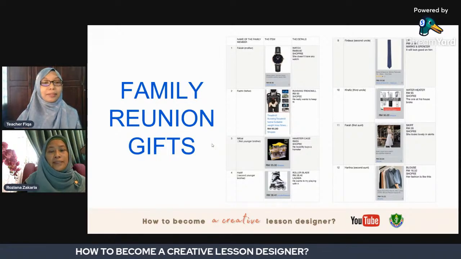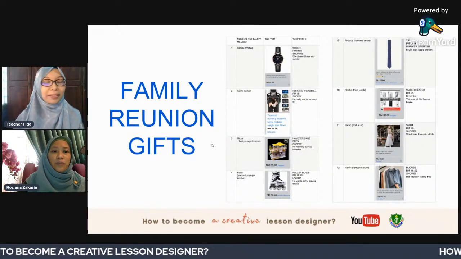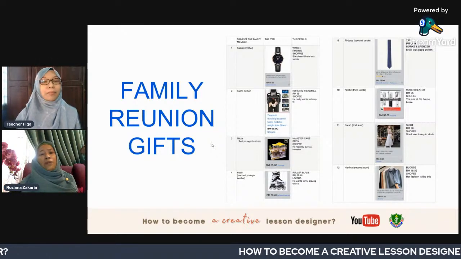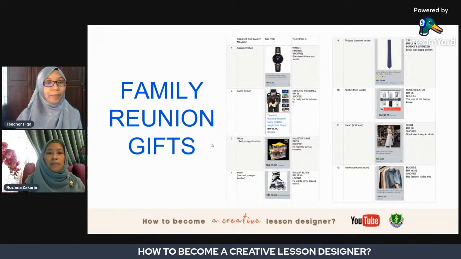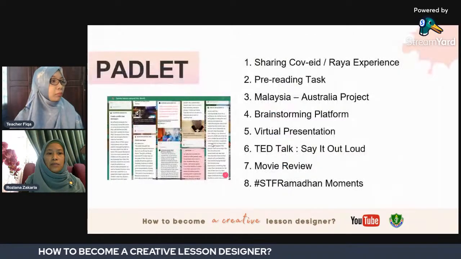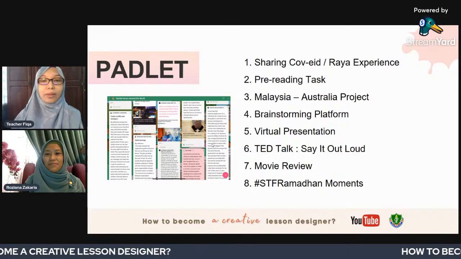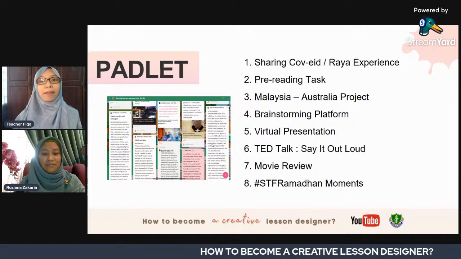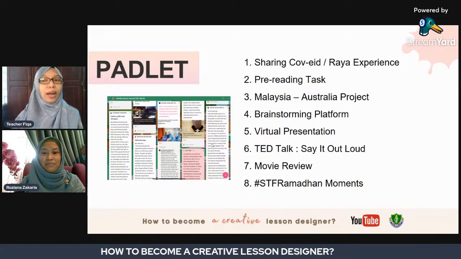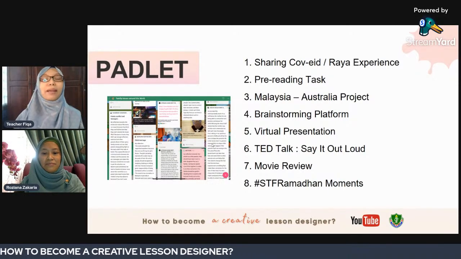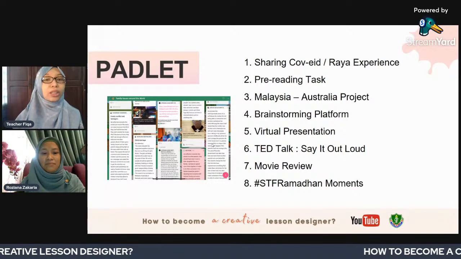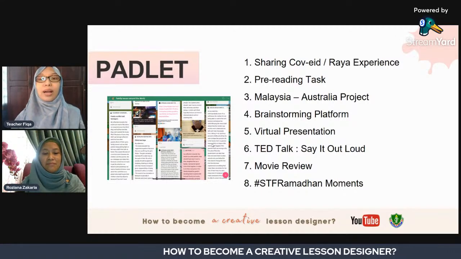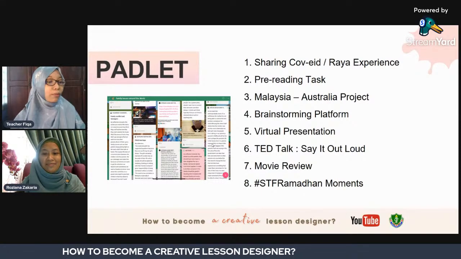It's about Padlet. Padlet is one of the popular and friendly apps for teachers. It is also available on the DELIMa platform. Could you please share some ideas on how we can use Padlet in our lesson, Fika? Thank you, Kak Rosie. Padlet is a platform that teachers can exploit for any level of learners. I believe Padlet is very powerful for teachers to teach the 4 skills in English. So I'm going to show you 8 ideas on how you can use Padlet in your language lessons.